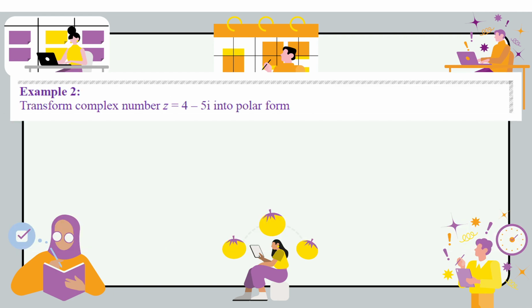Okay, transform the complex number 4 minus 5i into polar form. It means r cis theta. So what is r? What is the modulus? What is theta? What is the argument? Okay, pause and work on it.